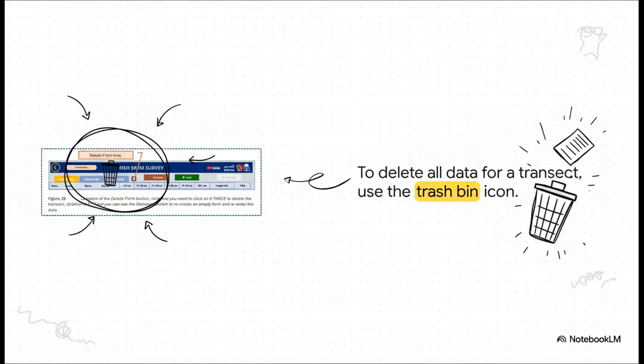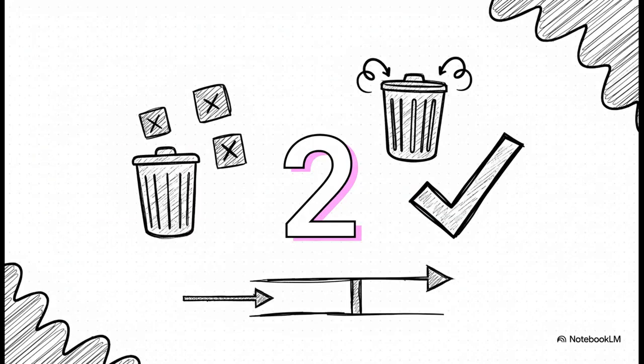So what if you make a big mistake and just want to start the whole transect over? No problem. You can wipe the whole thing clean by using that little trash bin icon you see at the top of the form. But listen up, this is a really important safety feature. To actually delete anything, you have to click that trash can icon 2 times.